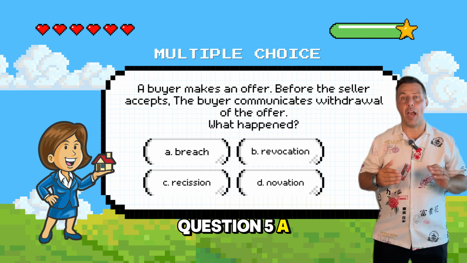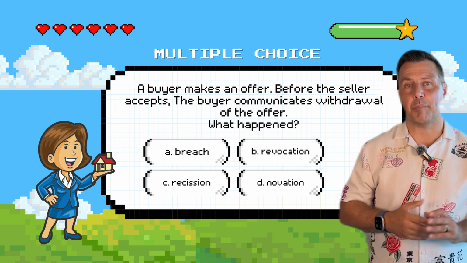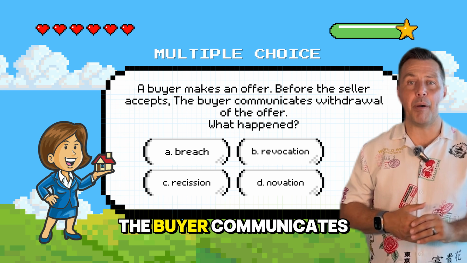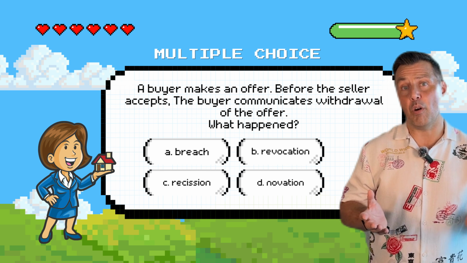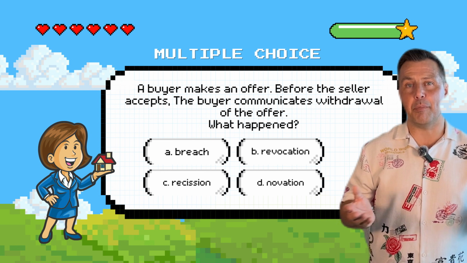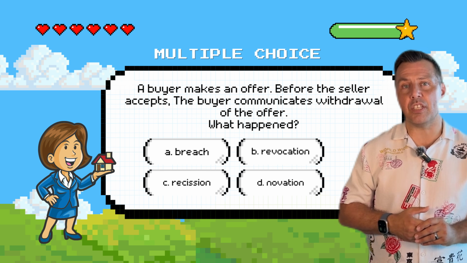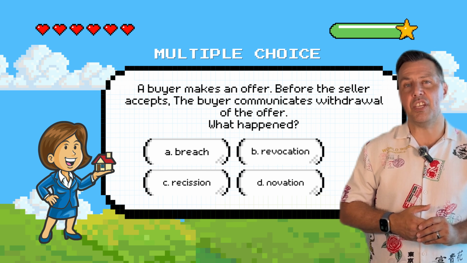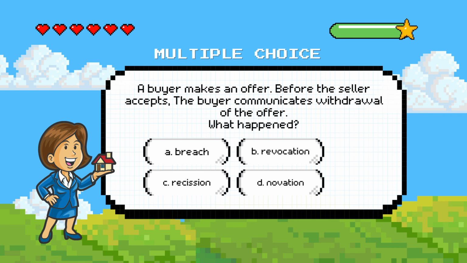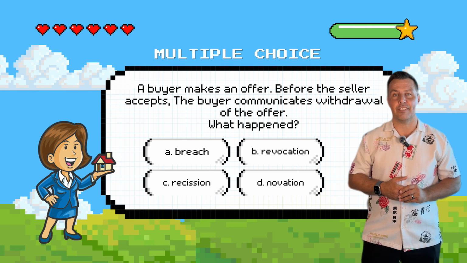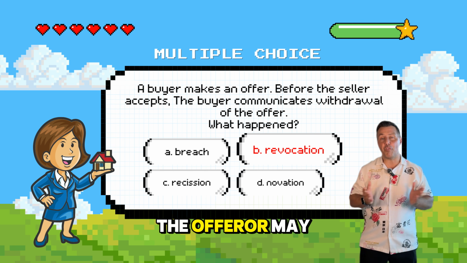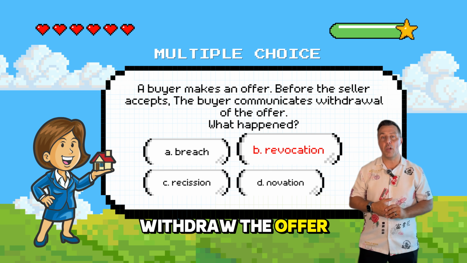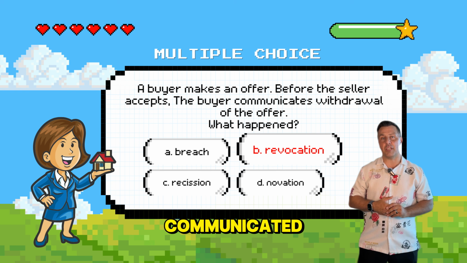Question 5. A buyer makes an offer, but before the seller accepts, the buyer communicates withdrawal of the offer. Now, what happened? A. A breach, B. Revocation, C. Rescission, or D. Novation. The answer is B. It's revocation. The offeror may withdraw the offer before it is communicated.